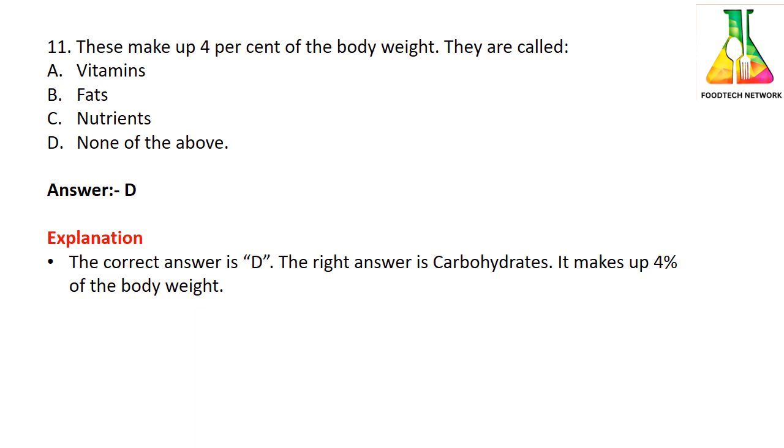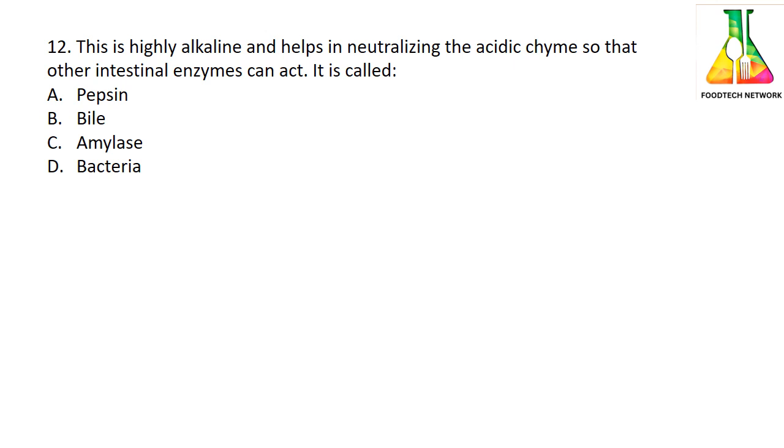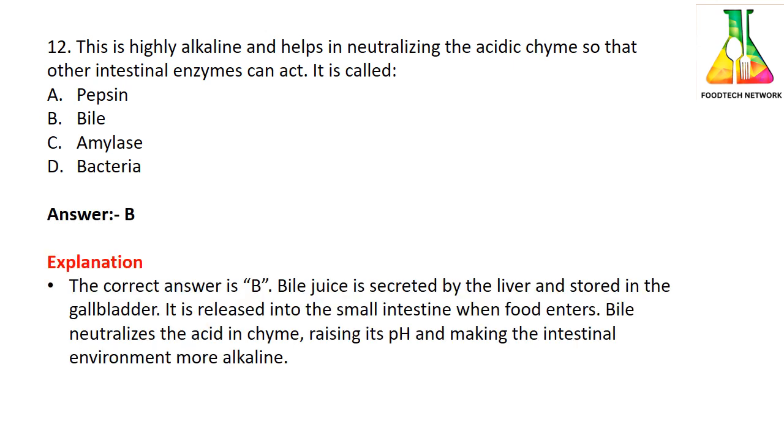of the body weight. This is highly alkaline and helps in neutralizing the acidic chyme so that other intestinal enzymes can act. It is called option A pepsin, option B bile, option C amylase, and option D bacteria. B, that is bile. Bile juice is secreted by the liver and stored in the gallbladder. It is released into the small intestine when the food enters, and bile neutralizes the acid in the chyme, raising its pH and making the intestinal environment more alkaline.